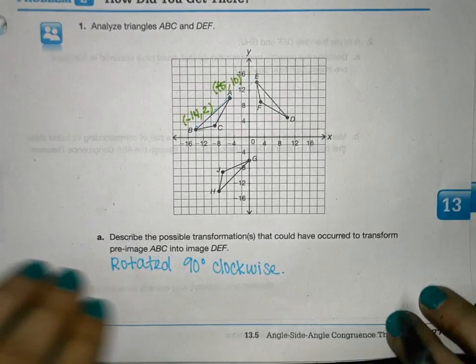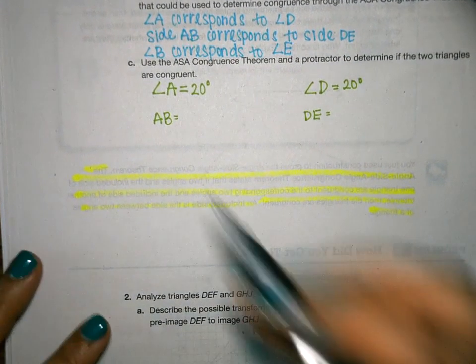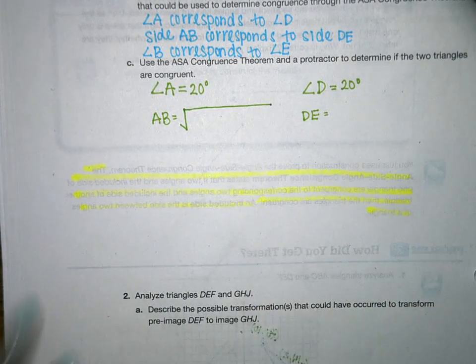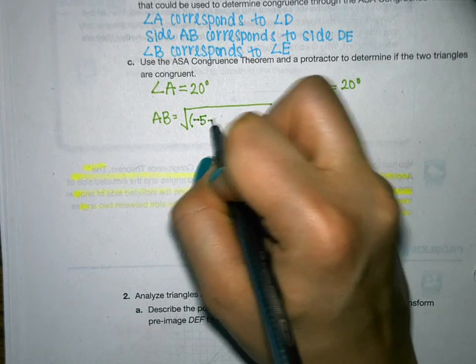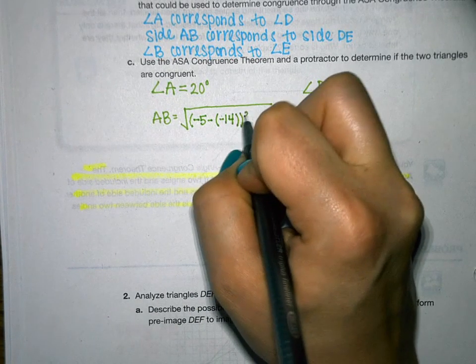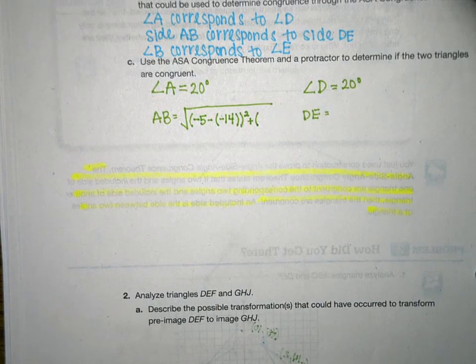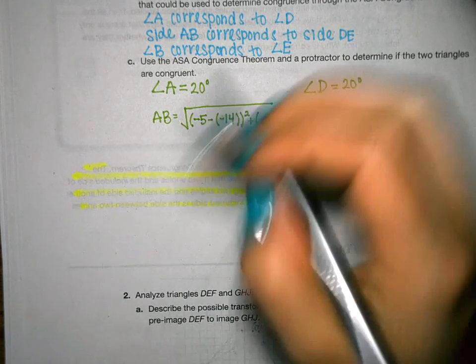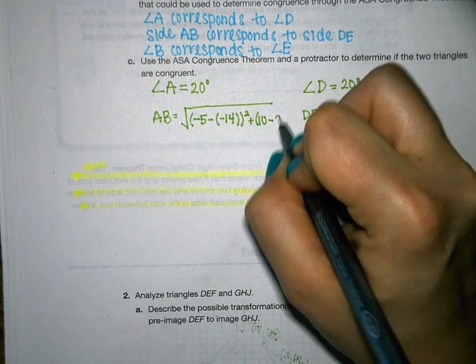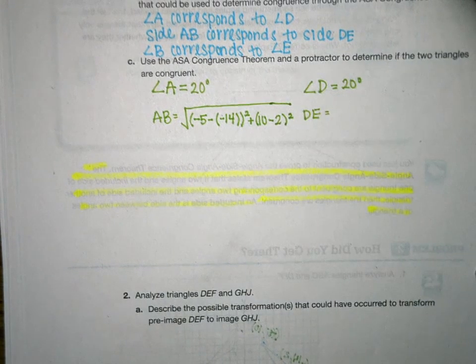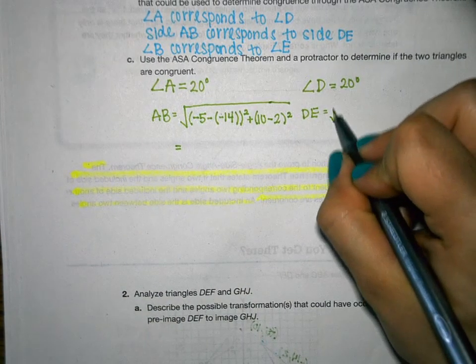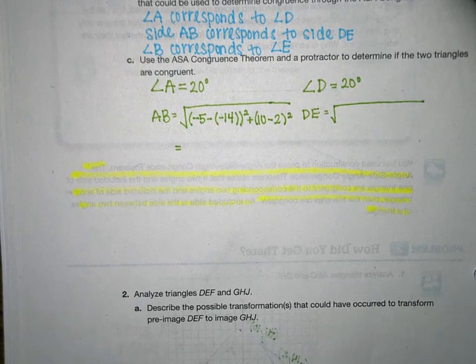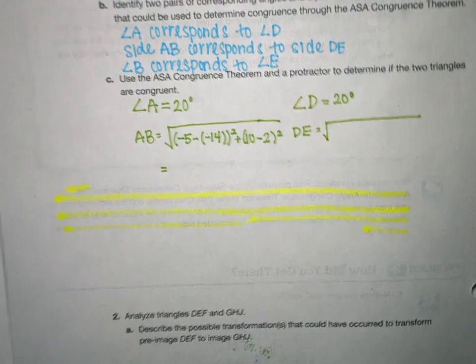So the segment AB is at (-5, 10) and (-14, 2). I'm going to plug those in. The distance formula uses the x's first, so that was -5 and -14. So I'm going to do -5 minus -14, squared, plus, since I used -5 first, I need to use 10 first, so 10 minus 2 squared. Then I'm going to complete the distance formula on that. And then let's set up segment DE also, and then we'll do the distance formula on both of those.